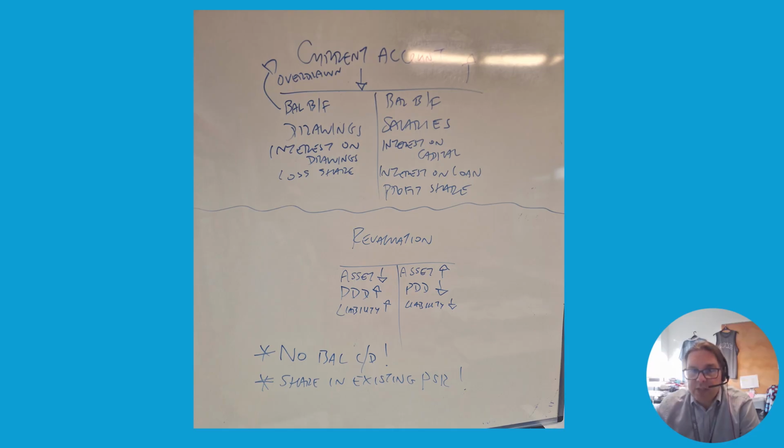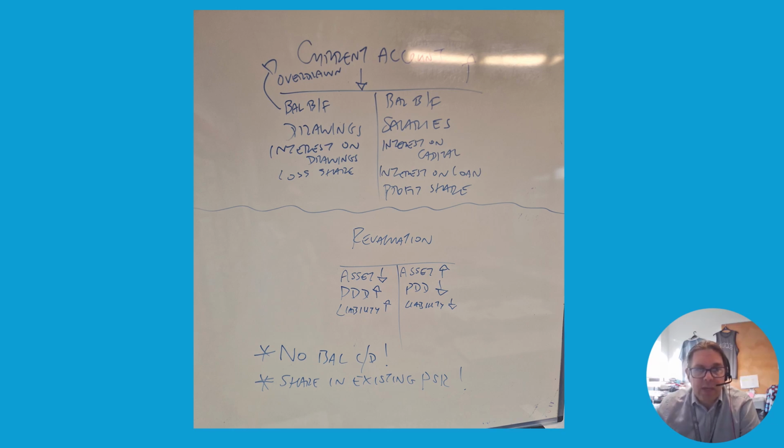Anything on the credit side of the T account increases the amount of money that the partner can take out of the business. So salaries clearly is something that partners would benefit from. Interest on capital, interest on any partnership loans will go in their current account, and finally, if there's a profit share, it will be included on the credit side.